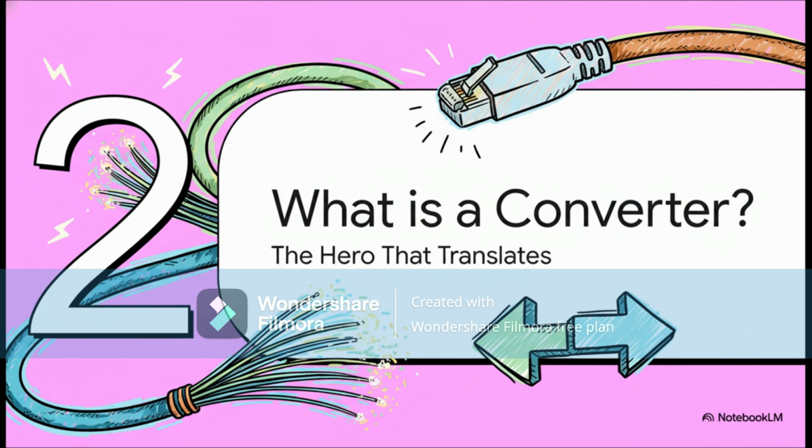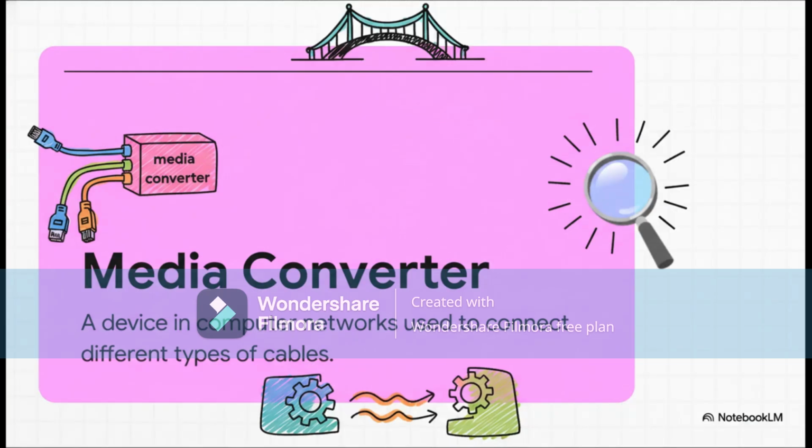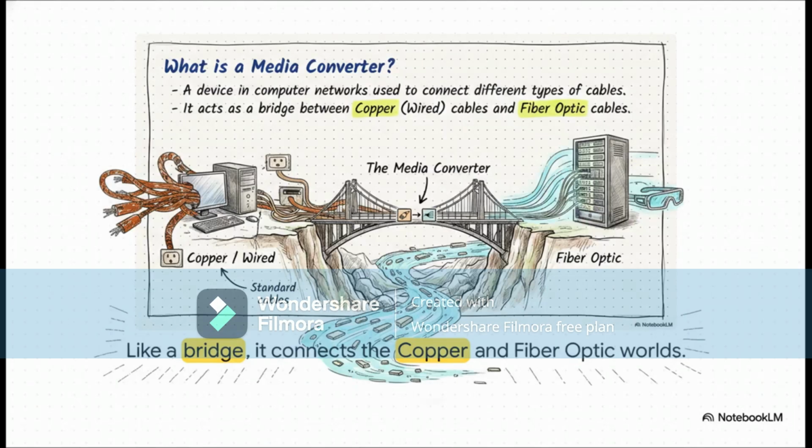So for section 2, let's meet the media converter, the hero that does all the translating. Okay, get your notes ready because this is a big one. A media converter is a device in computer networks that's used to connect different kinds of cables. Its whole job is to act like a bridge between them. This lets 2 technologies that normally couldn't communicate understand each other perfectly. Definitely a definition you'll want to remember for your exams. And I love this image because the bridge analogy is just perfect.